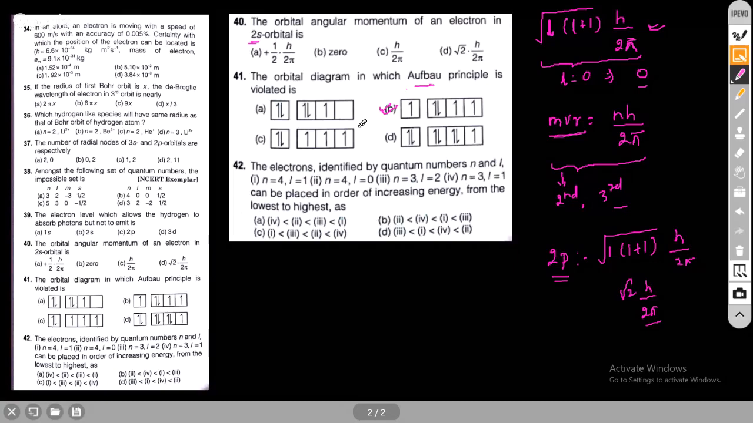Question 42. All of you are getting A. What is this orbital, the first one? What orbital do we have here?